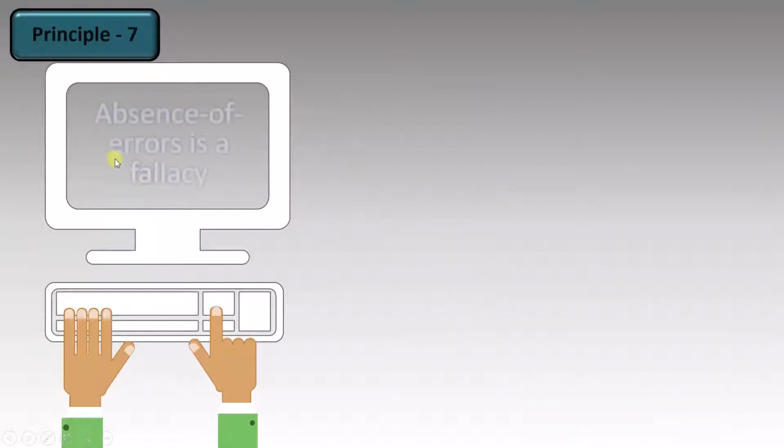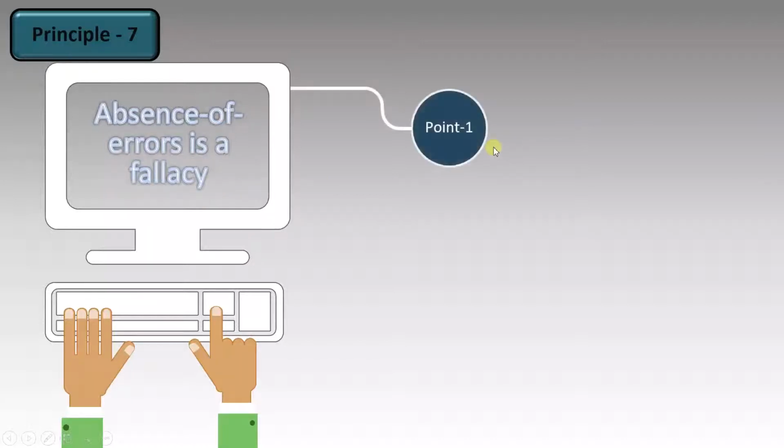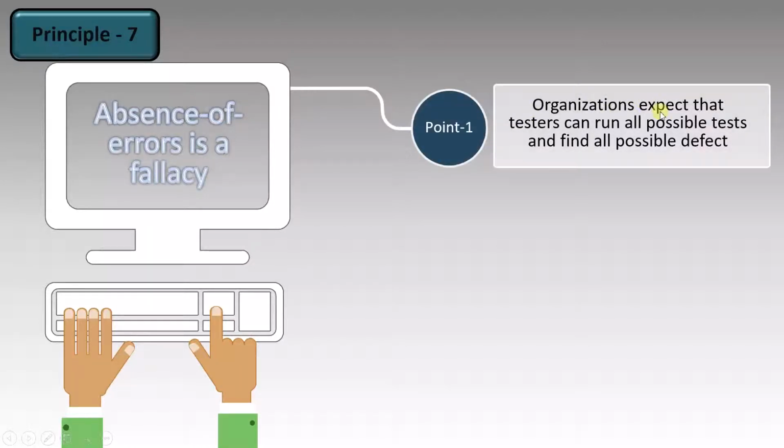This principle states that absence of error is a fallacy. If you remember, we have already covered the essence of this in Principle 1 and 2. Let's deconstruct that. Point 1. In an organization, it is expected that testers can run all possible tests and find all possible defects. This expectation is completely wrong. We can't run all possible tests and we cannot find all possible defects.